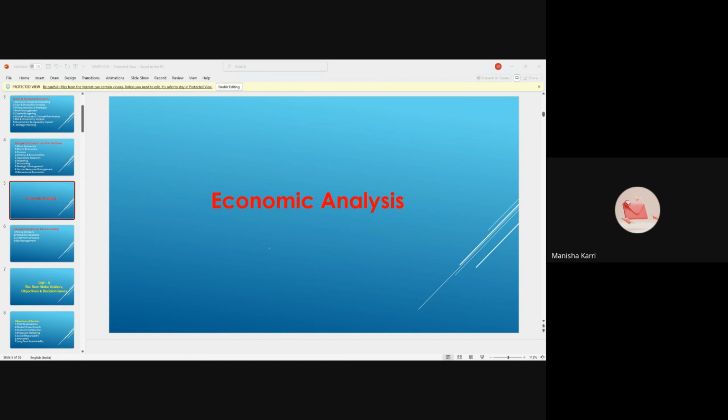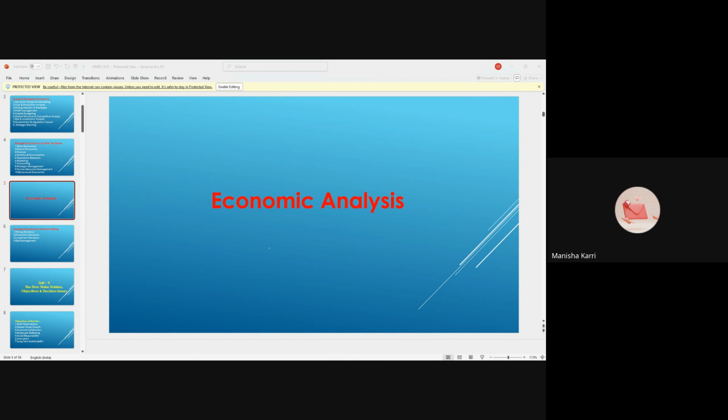The next one is economic analysis. So what is this economic analysis? Generally, economic analysis involves examining the allocation, distribution, and utilization of resources, typically within the context of markets, to understand the mechanisms that drive economic behavior and outcomes.